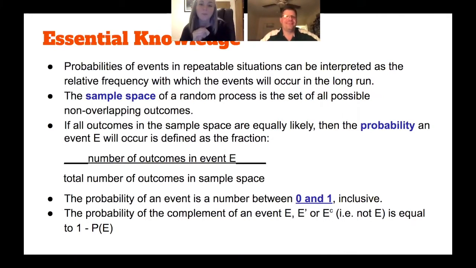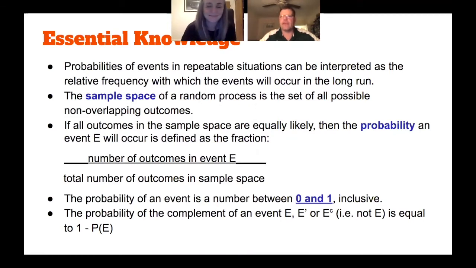Probabilities of events in repeatable situations can be interpreted as the relative frequency with which the events occur in the long run. So if I do something over and over again, I can use that to predict what's actually going to go on. Is this just a repeat of 41 and 42? Yeah, pretty much. The more we do something, the closer it gets to the real thing.